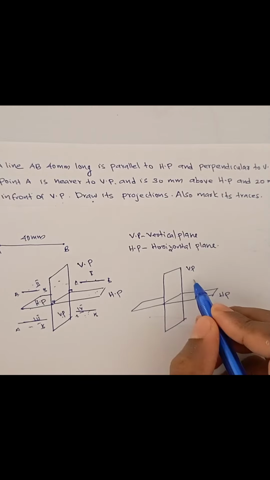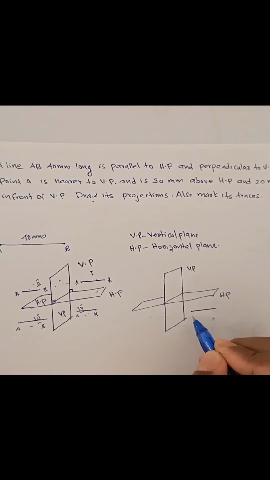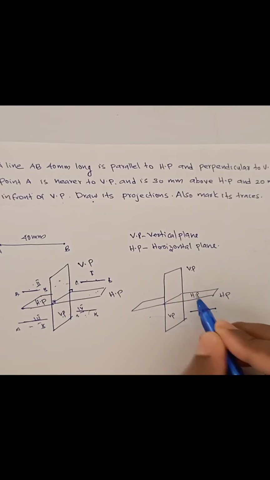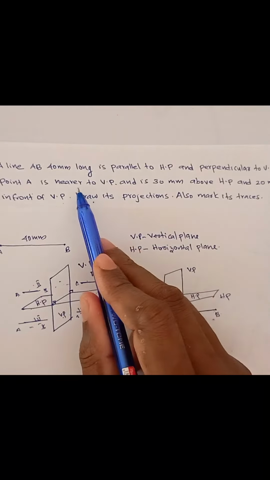So it's saying the point A is nearer to VP. Suppose we are in the first quadrant, the second quadrant, or the fourth quadrant. We have points A and B. This is VP and this is HP. It says point A is near to VP, that means point A is here, not here. Point A is nearer to VP, not away from the VP. Point B is away from the VP. So we got the first position: point A is near to VP, and this line is parallel to HP and perpendicular to VP. And in the next sentence, what is it saying?